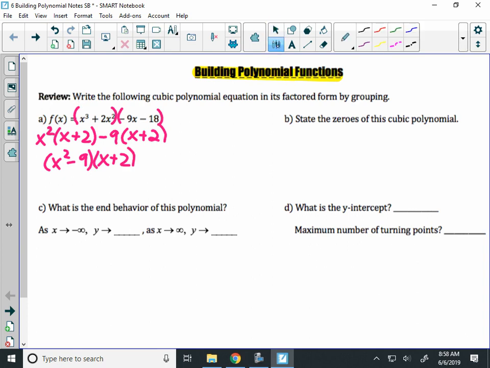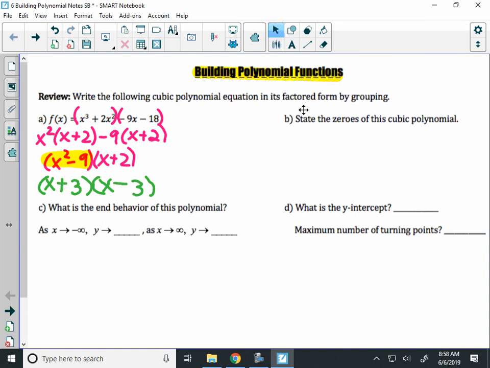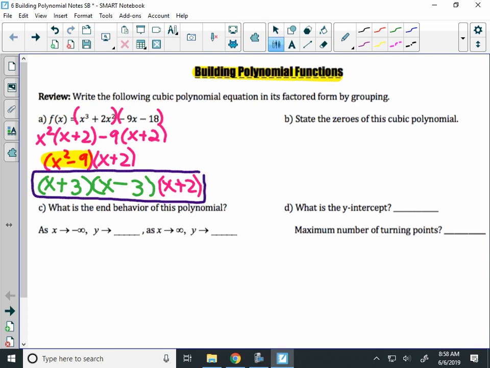But take a closer look at the factor on the left, x squared minus 9. I can actually continue to factor that. We need to factor it all the way by difference of squares. To do that, we take the square root of x squared, which is x. The square root of 9 is 3. And remember, we put a plus in one and a minus in the other factor. And then our other factor of x plus 2 comes down. All right, that would be our fully factored form: (x plus 3)(x minus 3)(x plus 2).